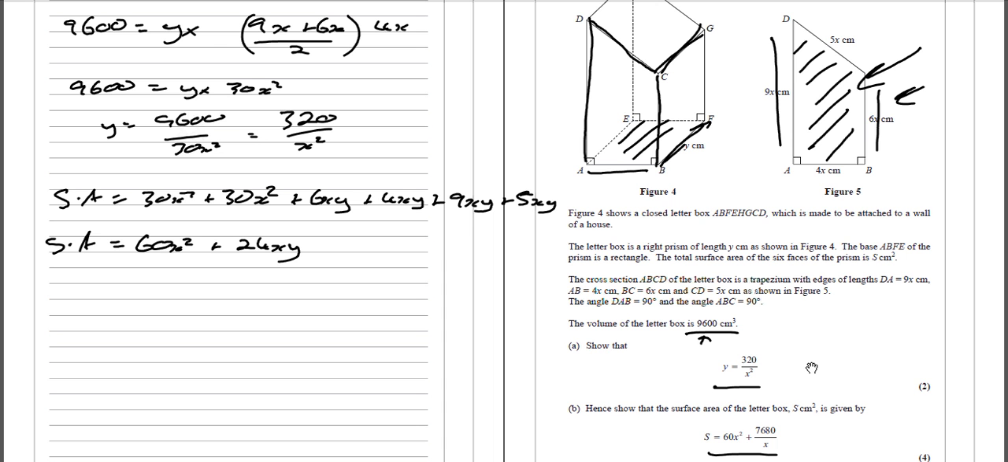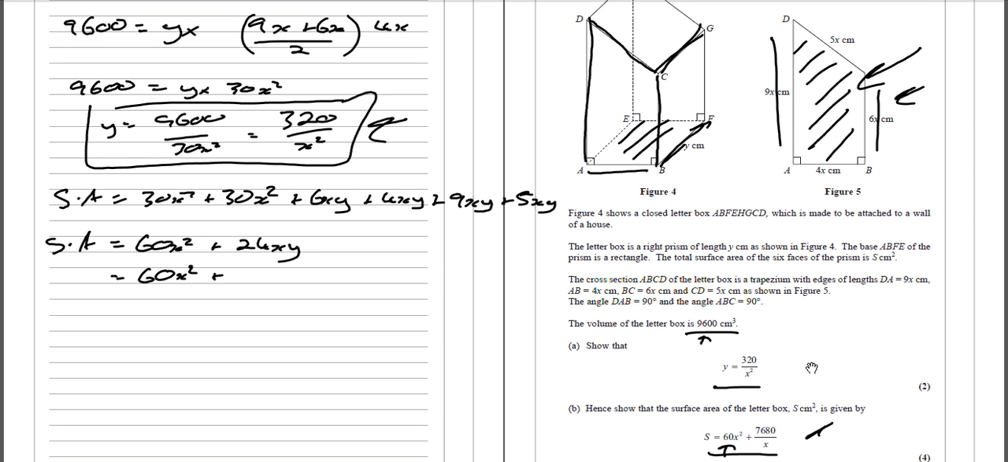However, we want it looking like this thing here. We've got the 60x squared, that's good. But then we don't know what y is. But we do, because y is 320 over x squared. So the surface area is going to be 60x squared plus 24x times 320 over x squared. The x is cancelled out there, and 24 times 320 gives us 60x squared plus 7,680 over x. Again, that seems a little simpler than the 2016 one.